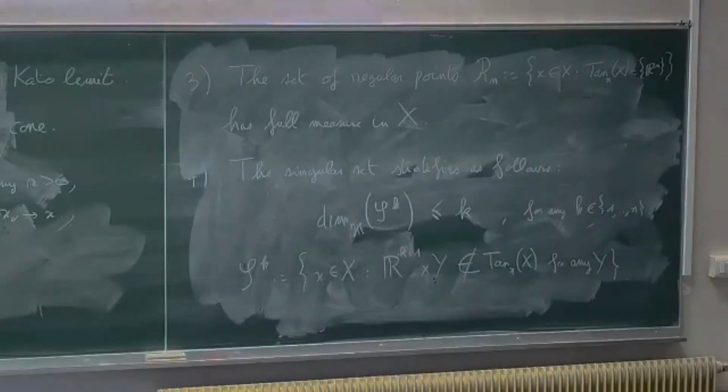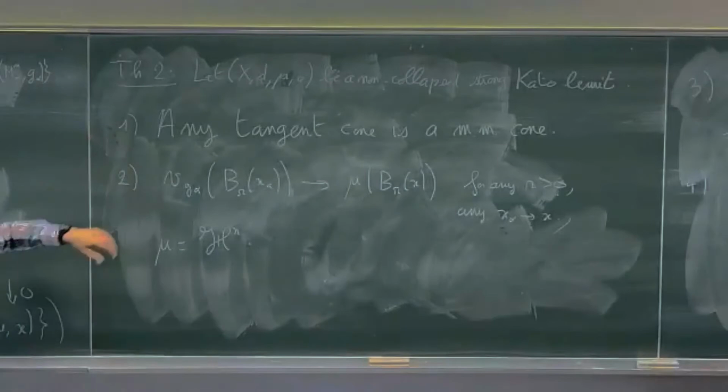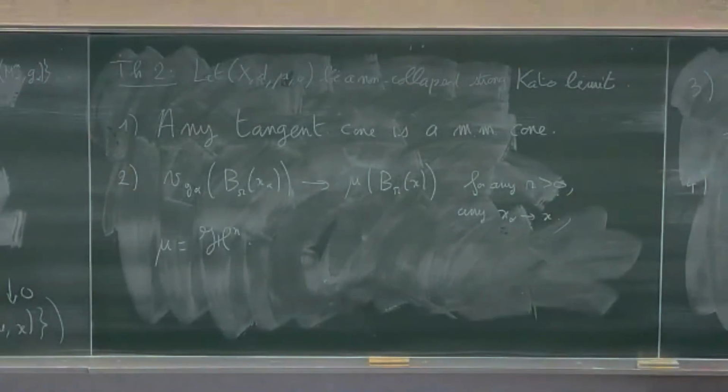Okay. So in the remaining time, I'd like to give some ideas on how we establish two points. The first point is that tangent cones are RCD(0,N) spaces. The second point is the fact that any tangent cone of a non-collapsed Kato limit is a metric measure cone. In fact, we will use the fact that the tangent cones are RCD(0,N) to force them to be metric measure cones, thanks to known results in the RCD theory. Okay. So we start.